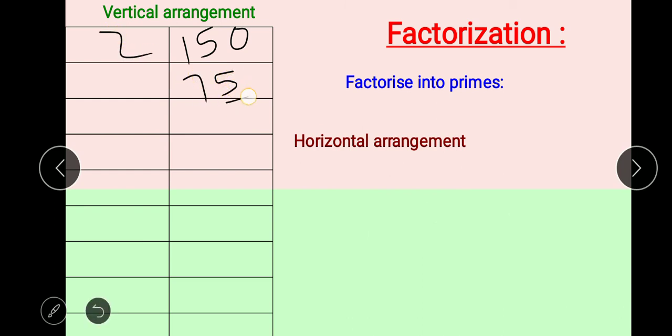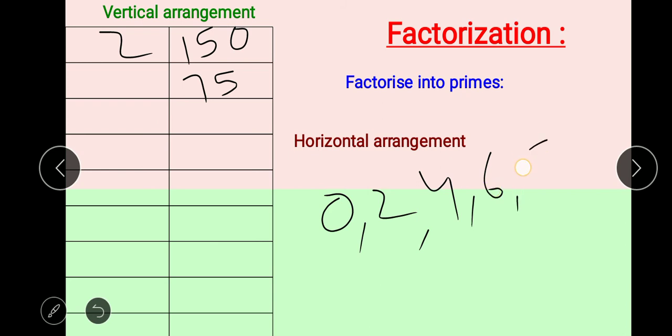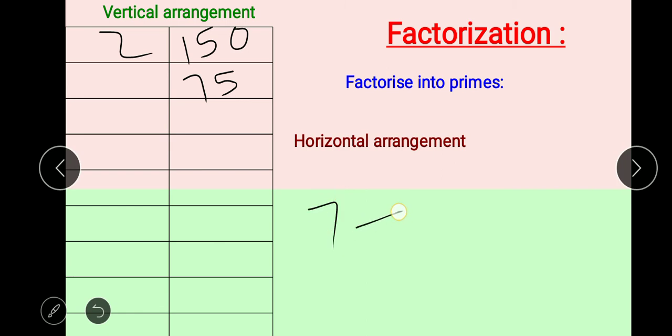Now 75, the last digit is 5. It is not 0, not 2, not 4, not 6, not 8. So the number is not divisible by 2, students. Let us check whether the number is divisible by 3 or not. 7 plus 5, we'll add the digits. Again it is 12, students. 12 is divisible by 3. So 75 is also divisible by 3, students. So let us divide 75 by 3.